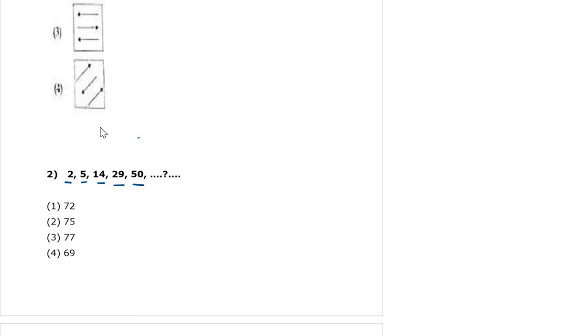5 can be written as 3 plus 2. 14 can be written as 12 plus 2. 29 is 27 plus 2, 50 is 48 plus 2. Like that we can find out. So the 2 is fixed, and we can find the pattern next. It must be an even number only, 2 plus some number, maybe an odd number, so the final answer may change. Because odd and even both are included, we can't predict whether it is odd or even.